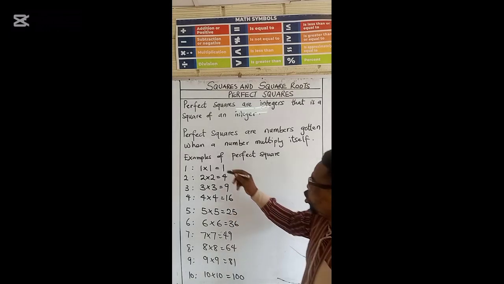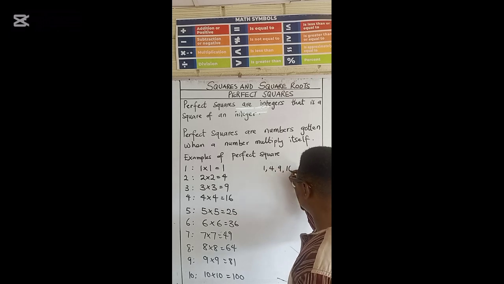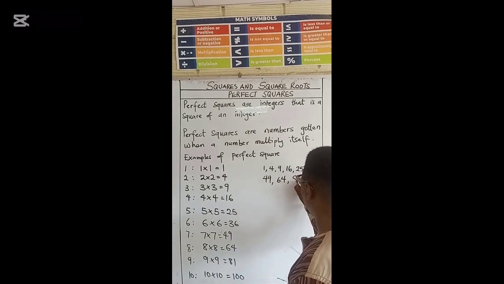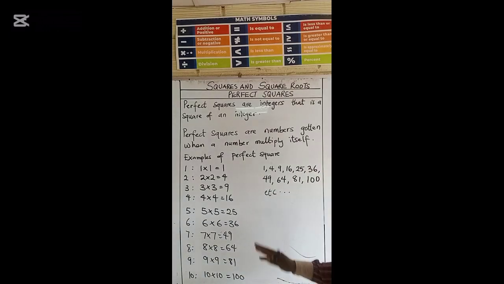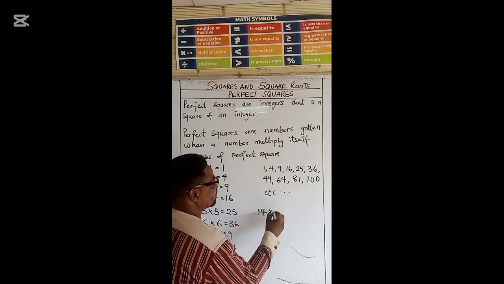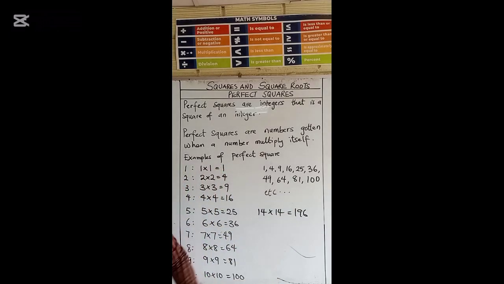Look at it. So the perfect squares we have here are just 1, 4, 9, 16, 25, 36, 49, 64, 81, 100, and so on. As many as we want to get. So that is just perfect squares. And I believe you can list all the perfect squares that you want to get. If you say 14 times 14, that will give us 196, and so on. It has no end.